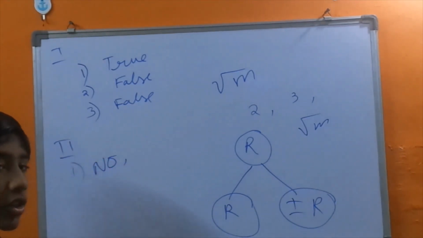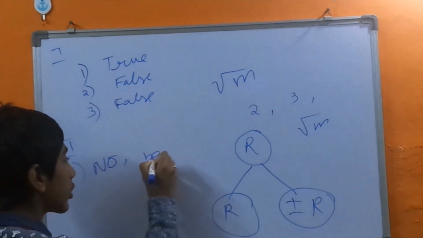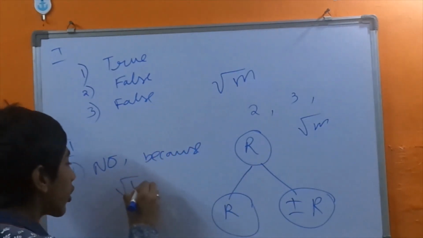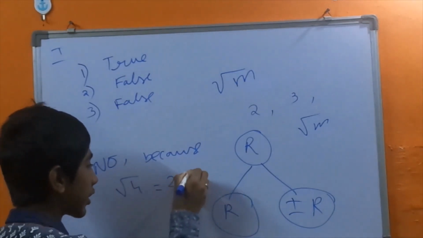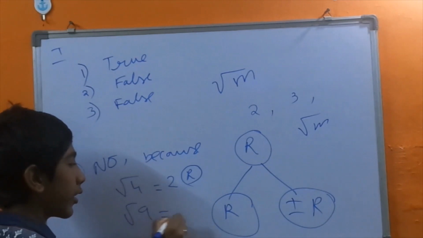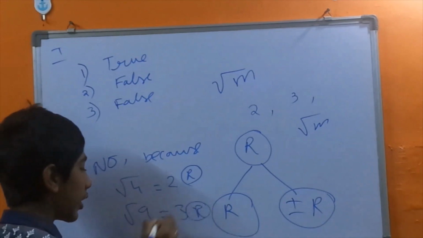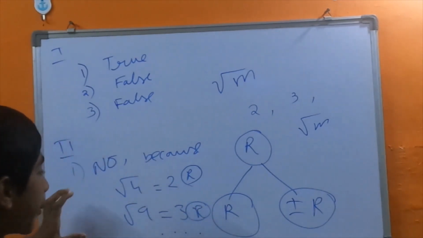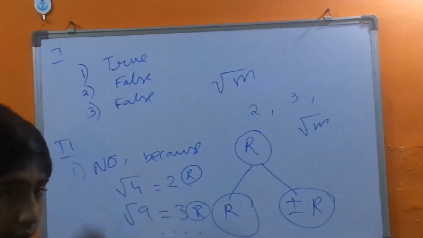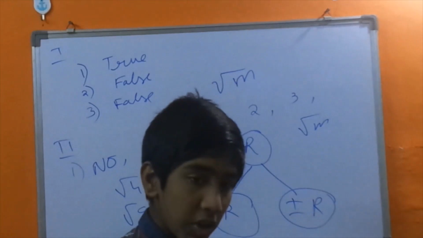The answer is no, because root of 4 equals 2, which is rational, and root of 9 equals 3, which is rational. I guess there are infinitely many rational numbers which are roots of other numbers.